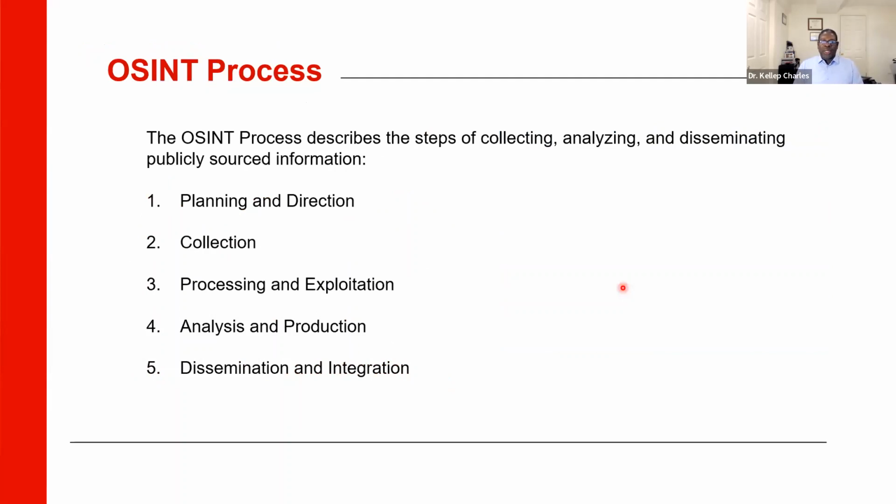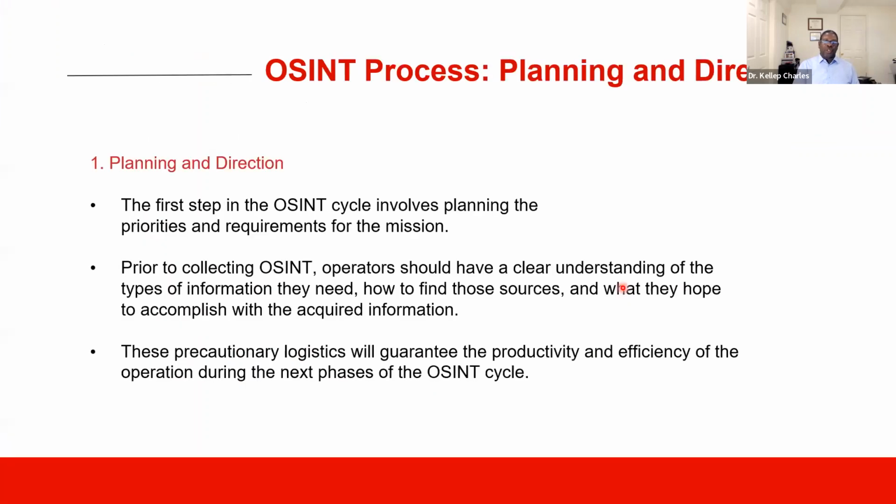As I get closer to the end of the presentation, I just wanted to share a little bit about what is known as the OSINT process. Basically, these are the steps that are normally taken when an OSINT investigator is conducting a mission. The first one is planning and direction. When someone says, hey, we need to conduct an investigation on an individual, you need to have a direction and to plan for that direction.